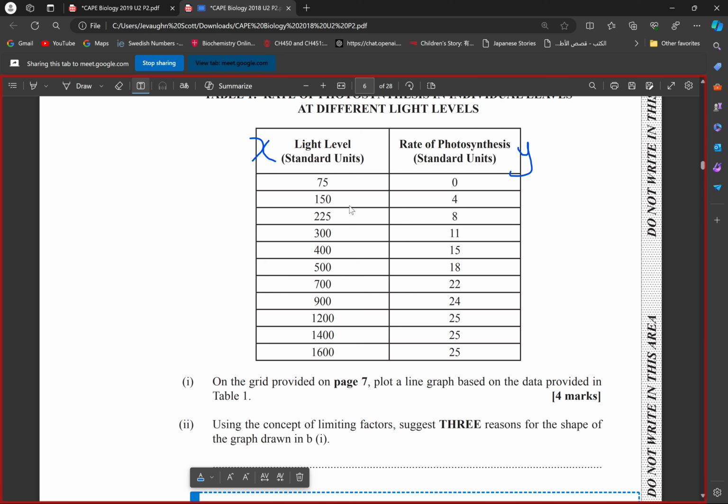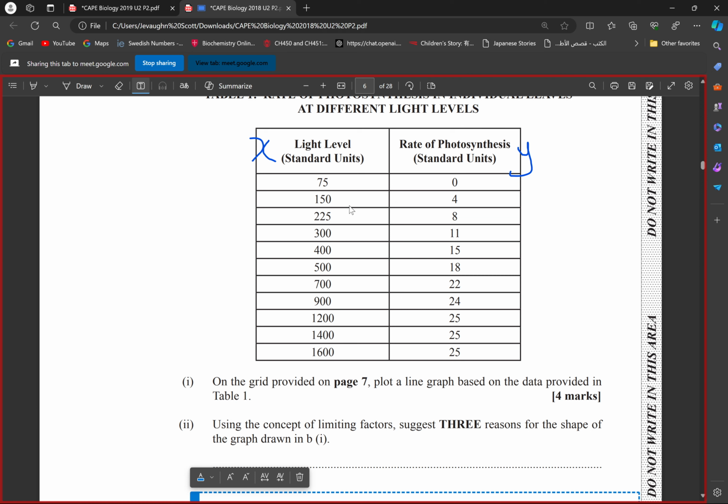So maybe the plant can only absorb a certain wavelength of light. So probably it's absorbing all the light that it can, and the rate of photosynthesis cannot be affected by increasing the light any higher. It's already absorbing the optimum level of light. Okay. So those are four reasons so far. Anybody else have anything to offer?